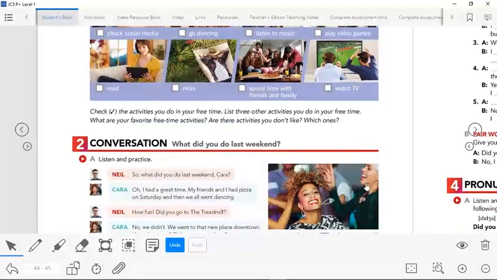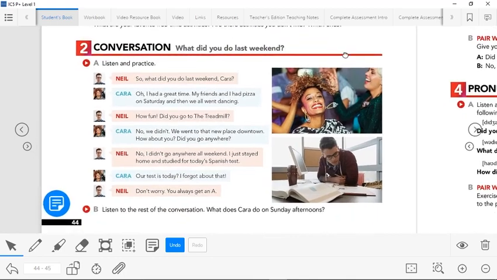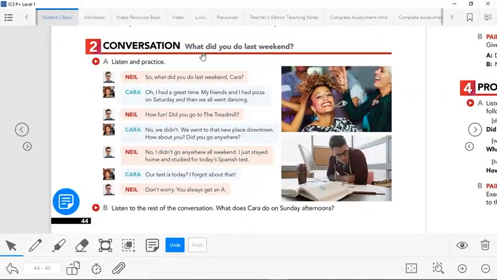Very good. Okay, now we're going to be seeing and listening to a conversation. It's called What Did You Do Last Weekend? And you need to be paying close attention because we're going to start to see here the past tense. So make sure to check all of the sentences that are in past, listen to part A and part B, and then get the answer for part B. What does Kara do on Sunday afternoons? Okay, so let's listen.